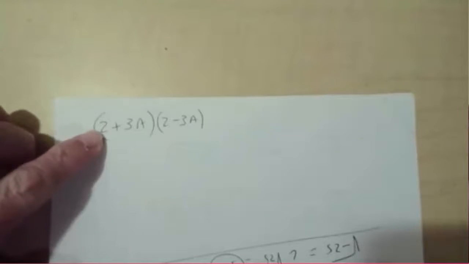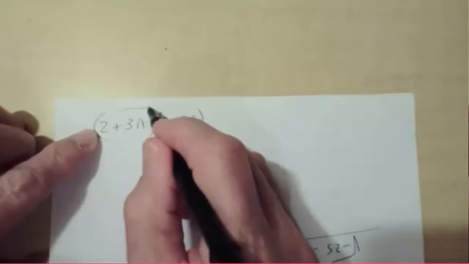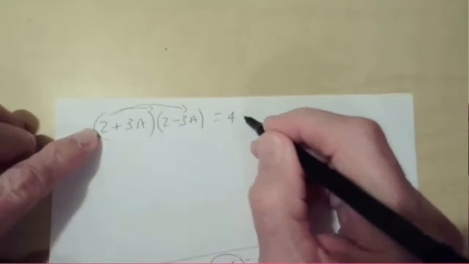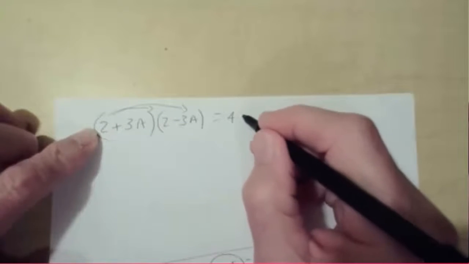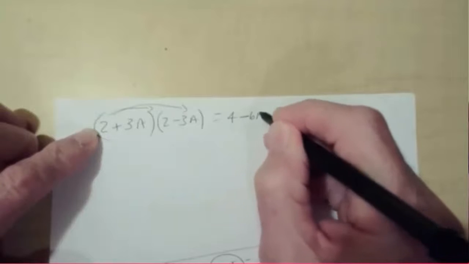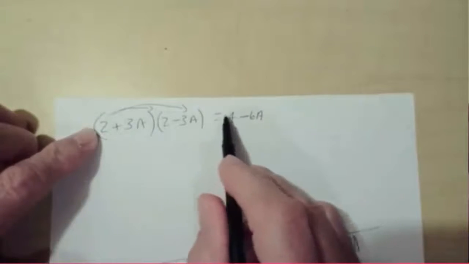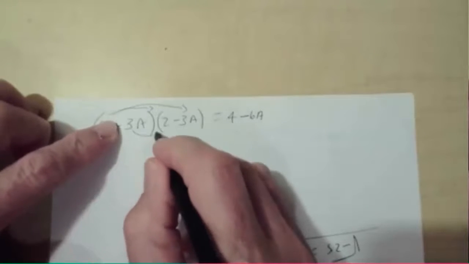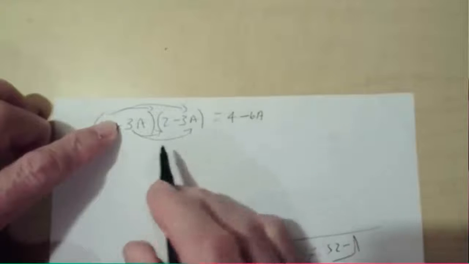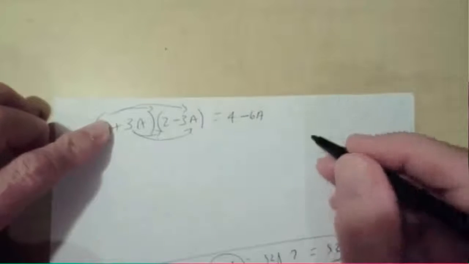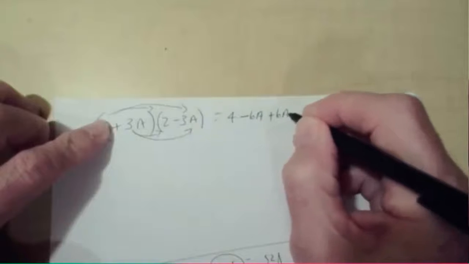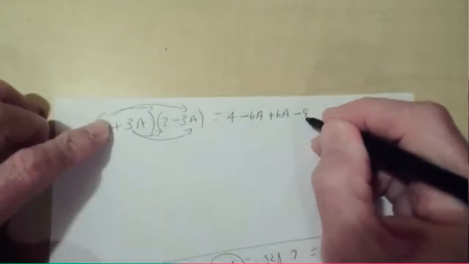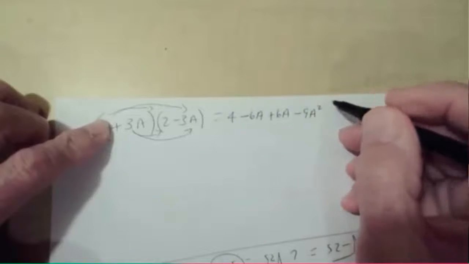So we take the 2, multiply it times everything over here, distributive property of multiplication. So this equals 4 minus 6a, okay? 2 times 2 is 4. 2 times -3a is -6a. Now we do the same thing with the 3a, everything over here. 3a times 2 is a positive 3a, so it's going to be plus 6a. And 3a times -3a is a -9a squared.